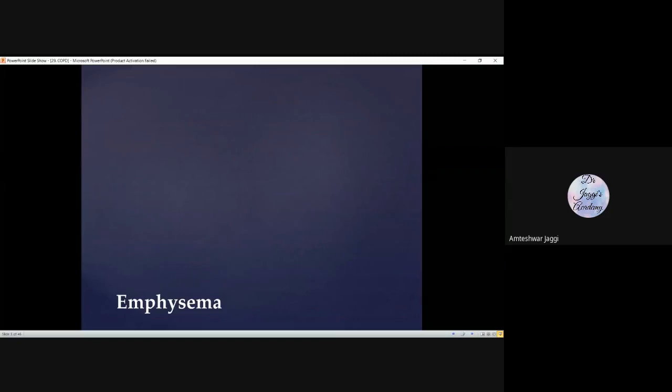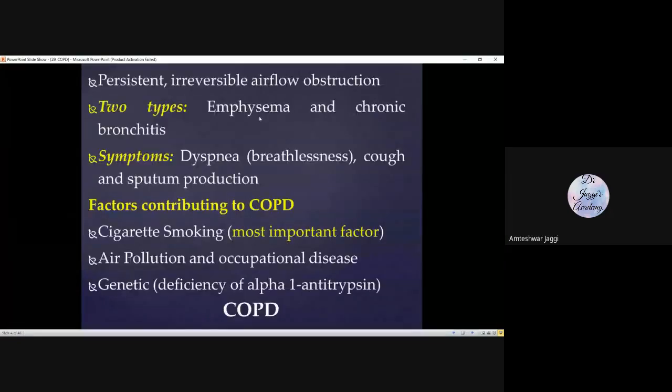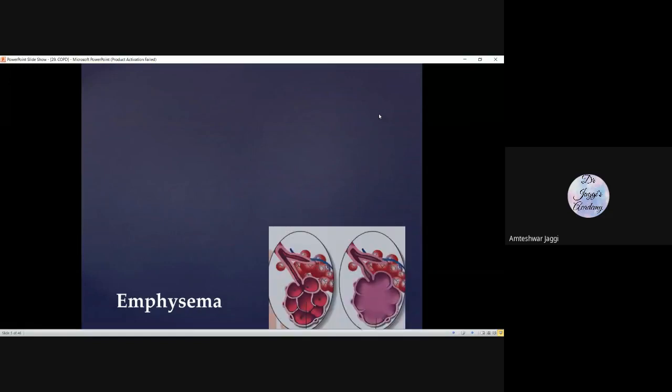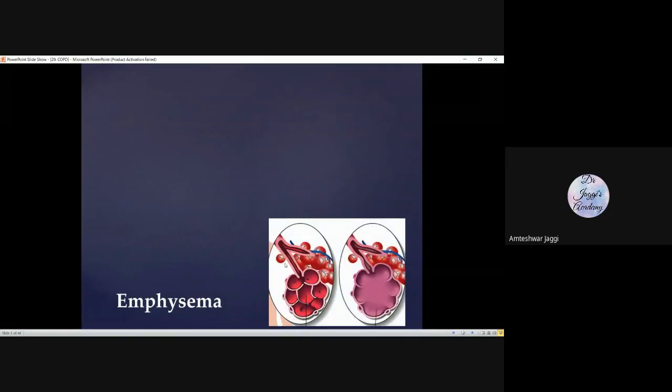Now, there is emphysema. Now, I will discuss these two. I told there are two kinds of COPD. One is emphysema, second is chronic bronchitis. What are these actually? What is emphysema? So now, this is the typical emphysema. This is the normal lungs. In the lungs, these are alveoli, like a bunch of grapes, you can say.